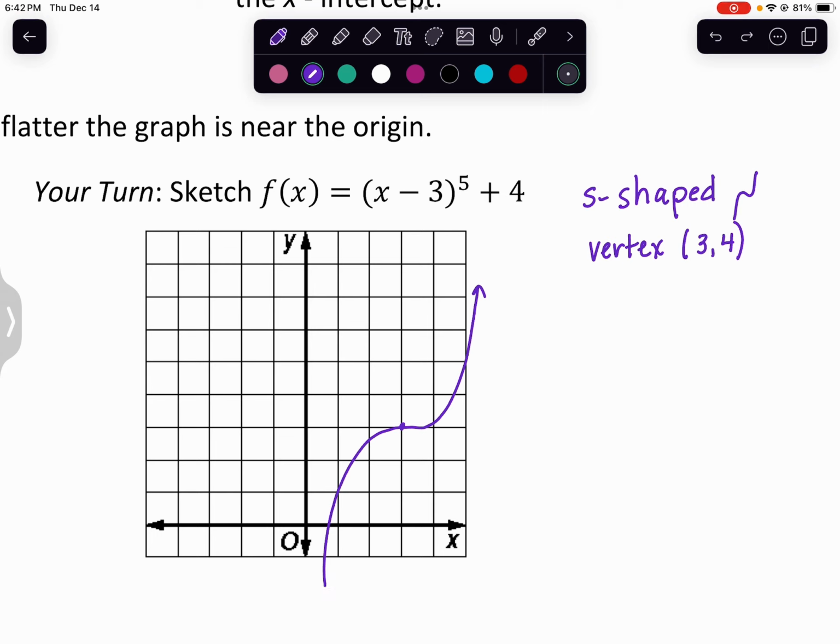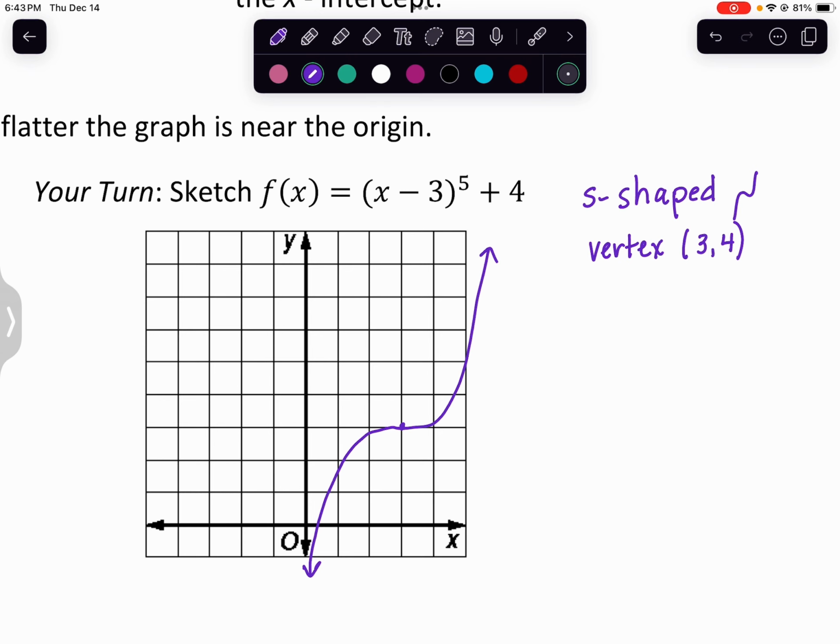Okay, maybe that's not quite flat enough. Let me do it again. I don't know why I'm struggling with this today. There we go. That looks a little bit better. Okay. So hopefully that's what your graph is similar to.